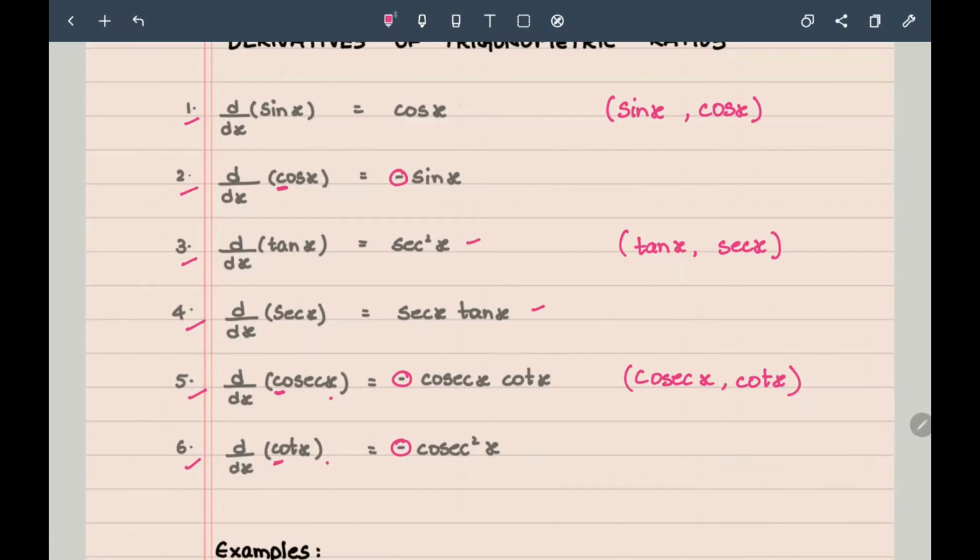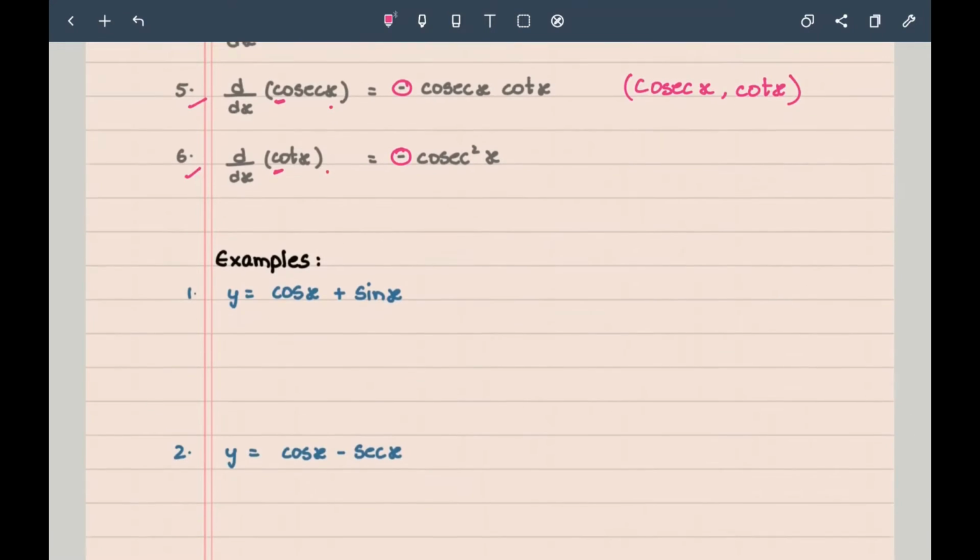Okay, so let's just read out all the formulas. d by dx of sin x is cos x. d by dx of cos x is minus sin x. d by dx of tan x is equals to secant square x. d by dx of secant x is equals to secant x tan x. d by dx of cosecant x is equals to minus cosecant x cot x. d by dx of cot x is equals to minus cosecant square x. So let's solve some simple examples for better understanding.